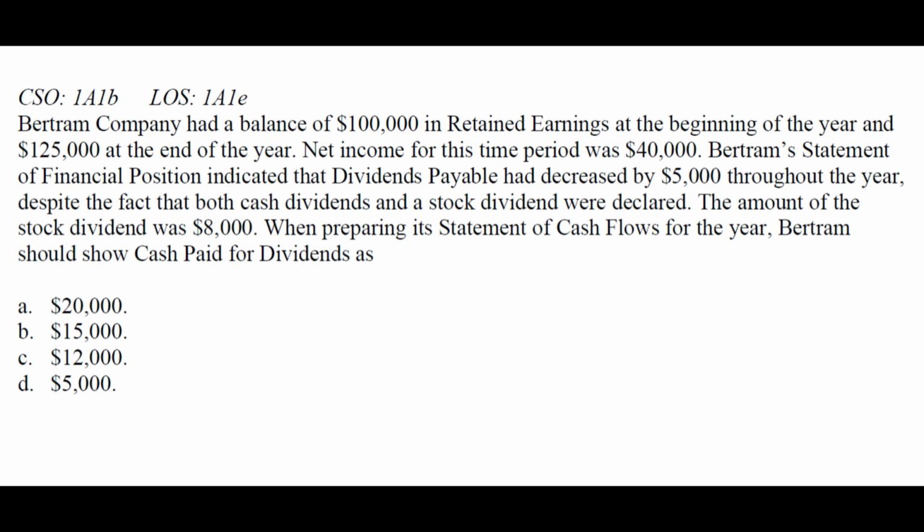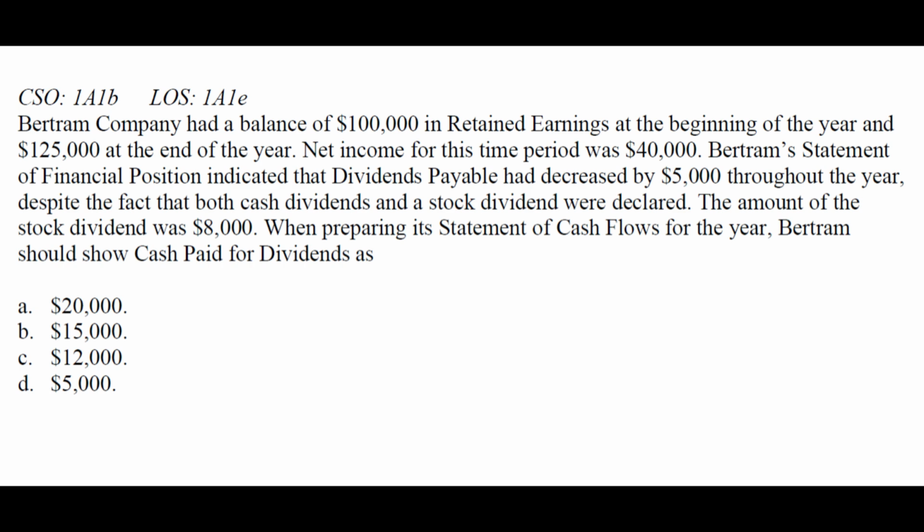A. $20,000. Incorrect. This overstates the cash payment and ignores the retained earnings reconciliation. B. $15,000. Incorrect. This represents total dividends declared, cash plus stock, not cash paid.